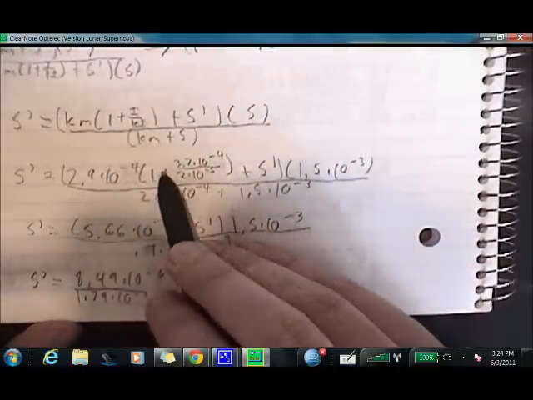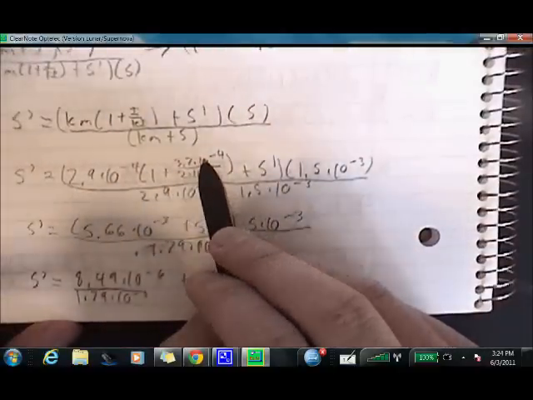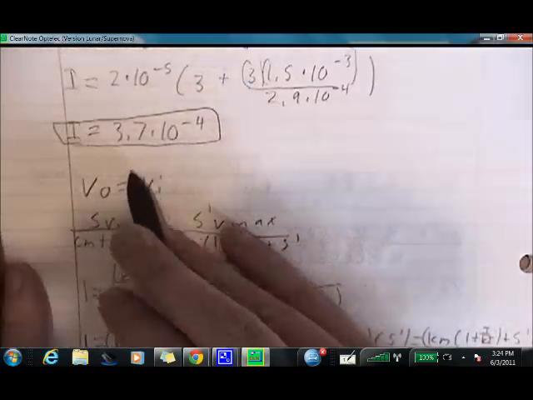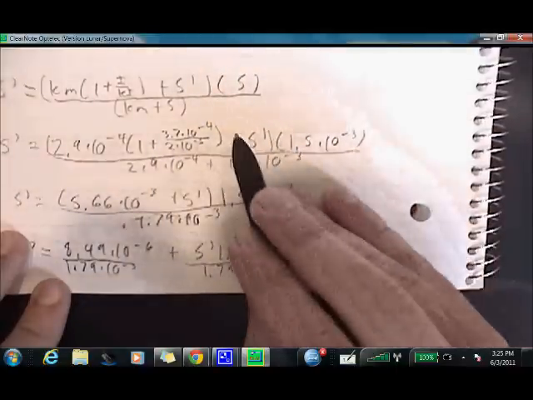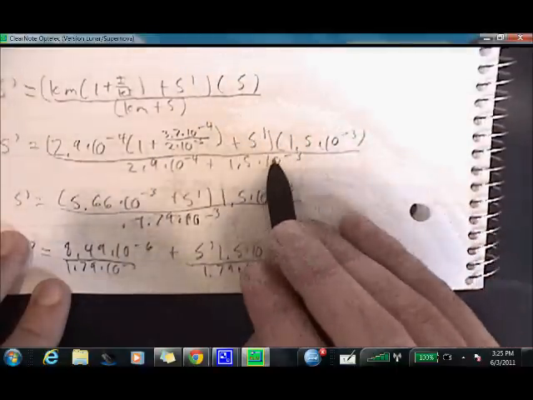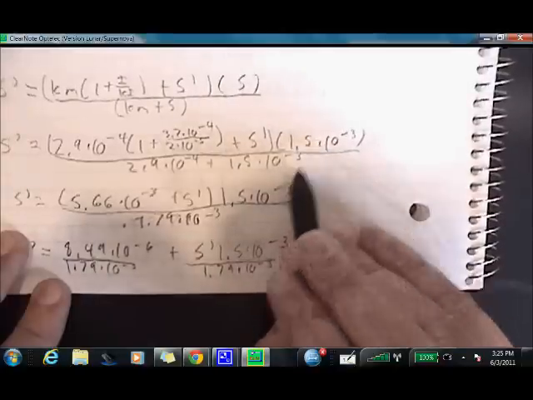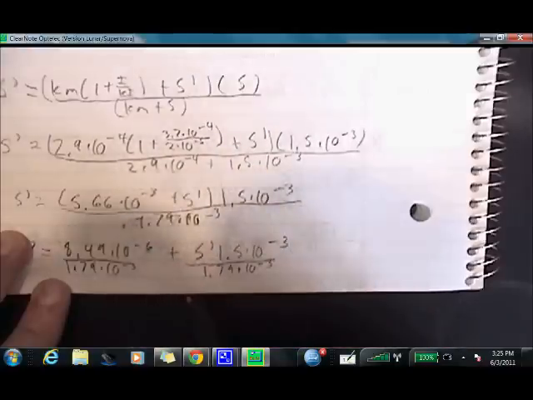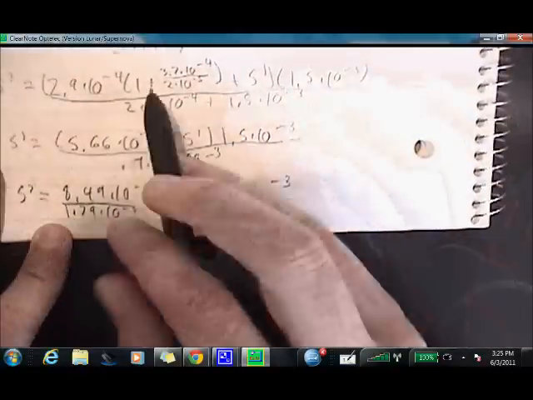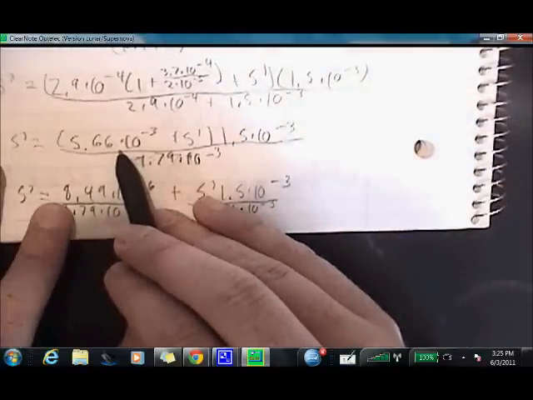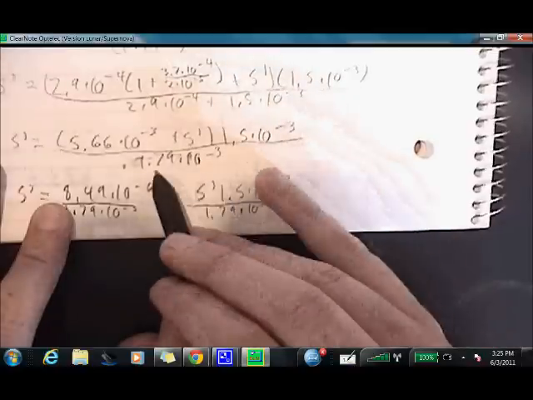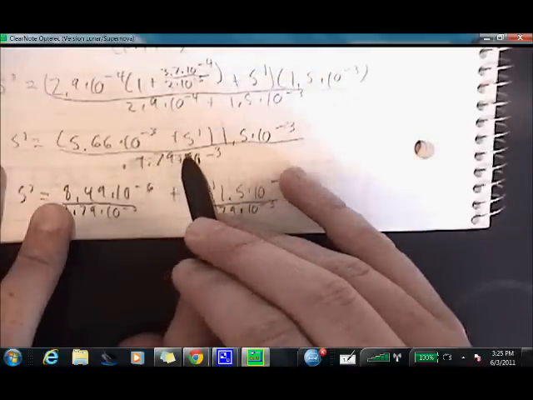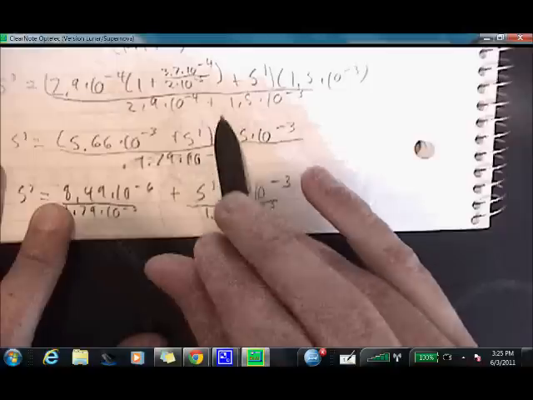So all I did is I plugged in my Km value times 1 plus I value that we solved for up here, divided by the Ki plus S prime, which is what we're solving for, times our original substrate concentration divided by Km plus our substrate. I ended up with this number for this whole thing. This is still my substrate concentration. And I ended up with 1.79 times 10 to the negative third for my bottom, which is this plus this.